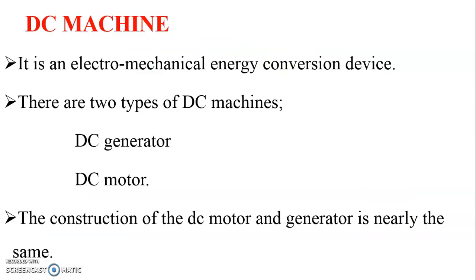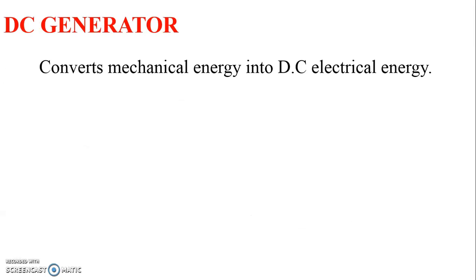So first is the DC machine. It is an electromechanical energy conversion device. There are two types of DC machines available: one is the DC generator and another one is the DC motor. The constructions of the DC motor and DC generator are nearly the same. Next is the DC generator. A DC generator converts mechanical energy into DC electrical energy.